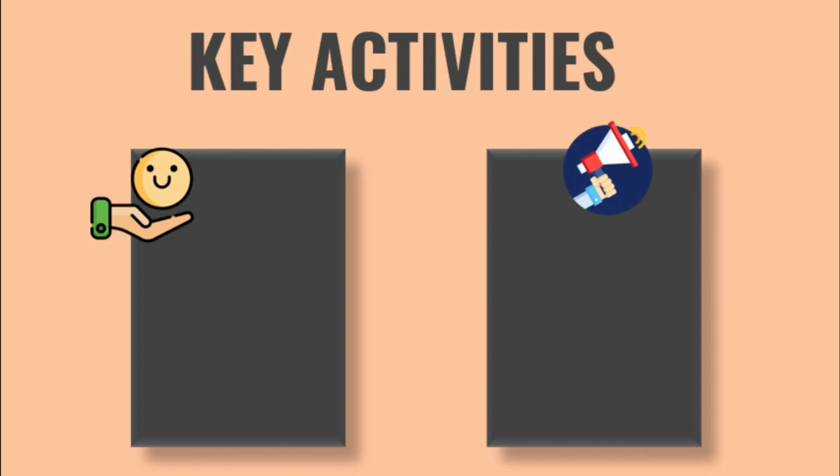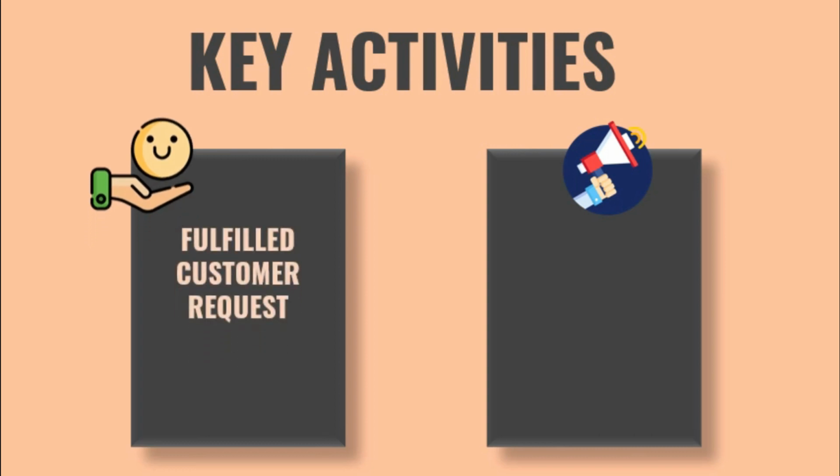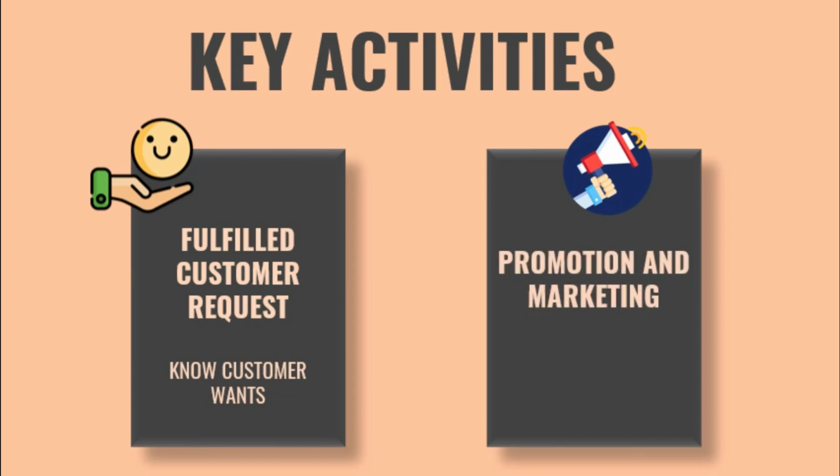Key activities refer to activities that need to be performed well by the company. One of the instant noodle shop's key activities is to fulfill customer requests. As a reseller of various types of instant noodles, we need to stay connected and know all the consumer wants. The next one is promotion and marketing.